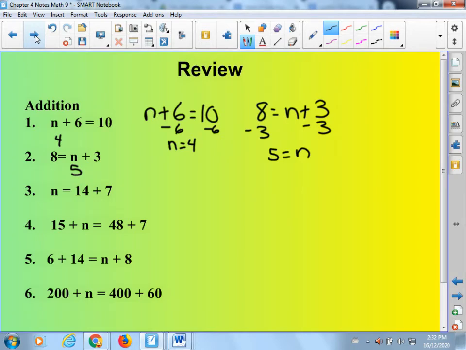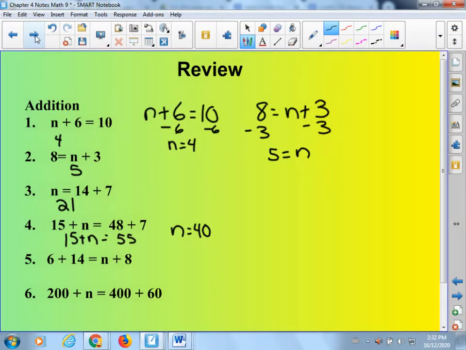Question 3, 14 plus 7, 21. Question 4, if you have something on both sides of the equal, you actually have to solve the side that you can solve before you keep going. So 48 plus 7 is actually equal to 55. So 15 plus n is equal to 55. What number are we missing? So we can use algebra and subtract 15 from each side, which gives us an answer of 40.